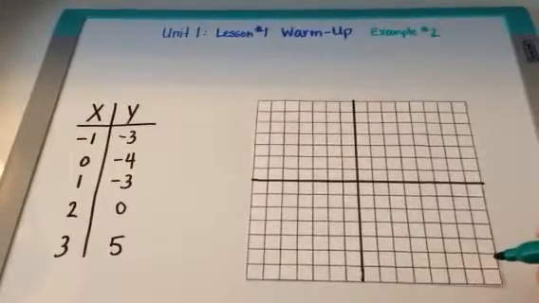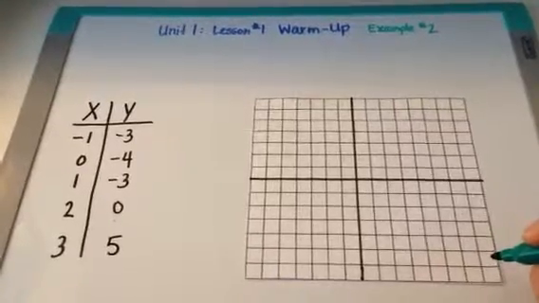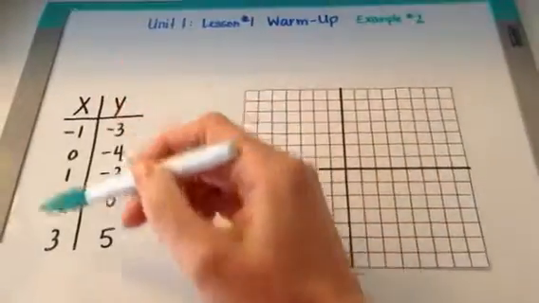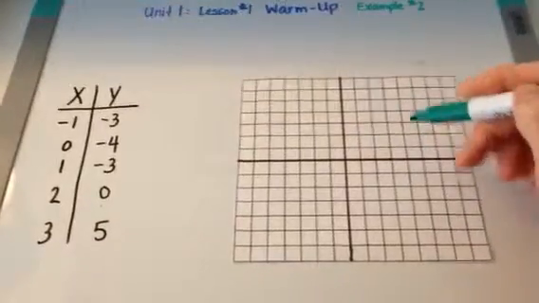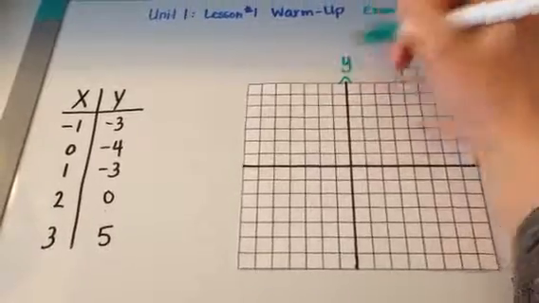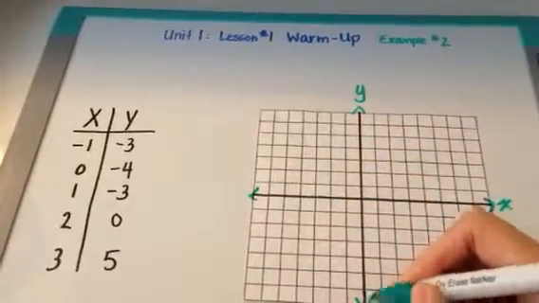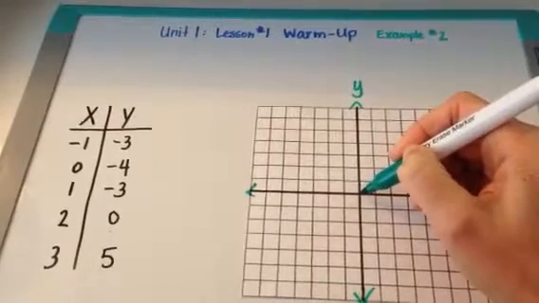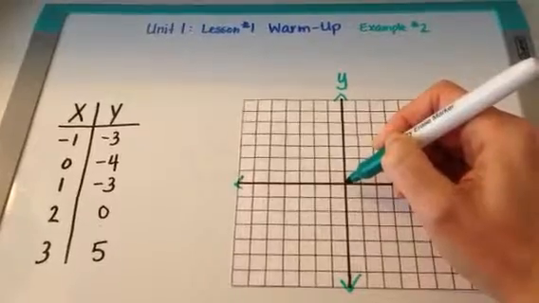Okay, so this is Unit 1, Lesson 1, warm-up for the quadratic relations, but this time it's example number 2. Same idea, this is learning or practicing how to plot a table of values onto a graph. So again, we have our graph over here. This is our y-axis, and this is our x-axis. The middle here is 0, 0, and that is called the origin, and that is where we start when we're trying to plot our first points.